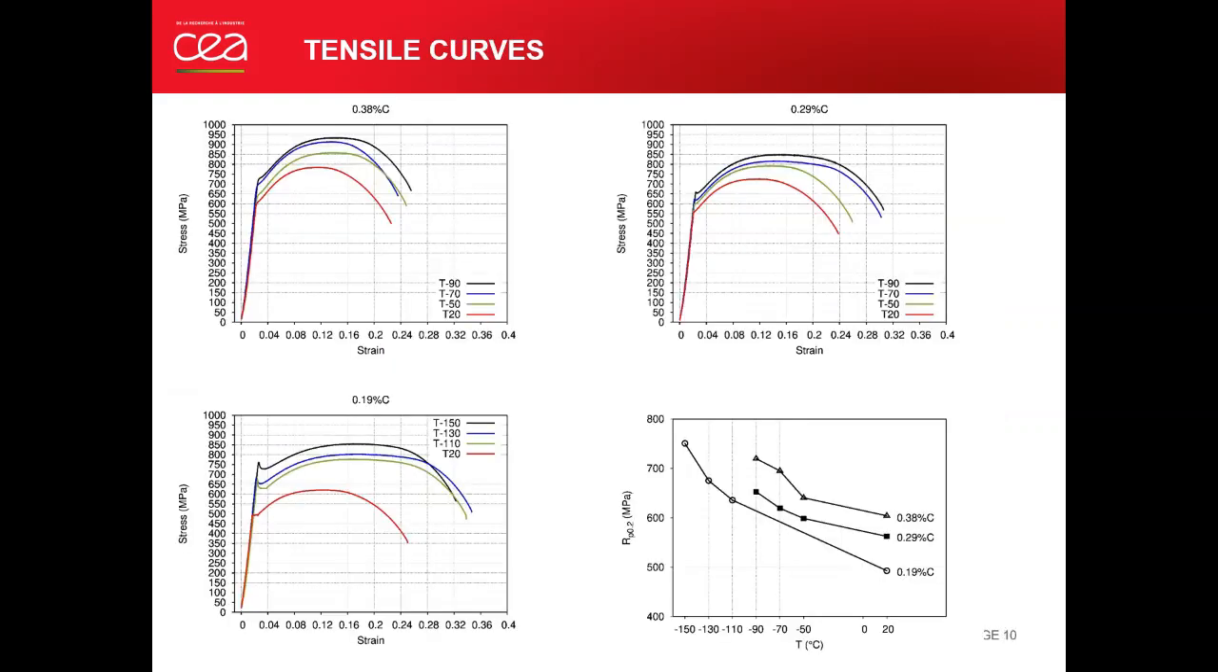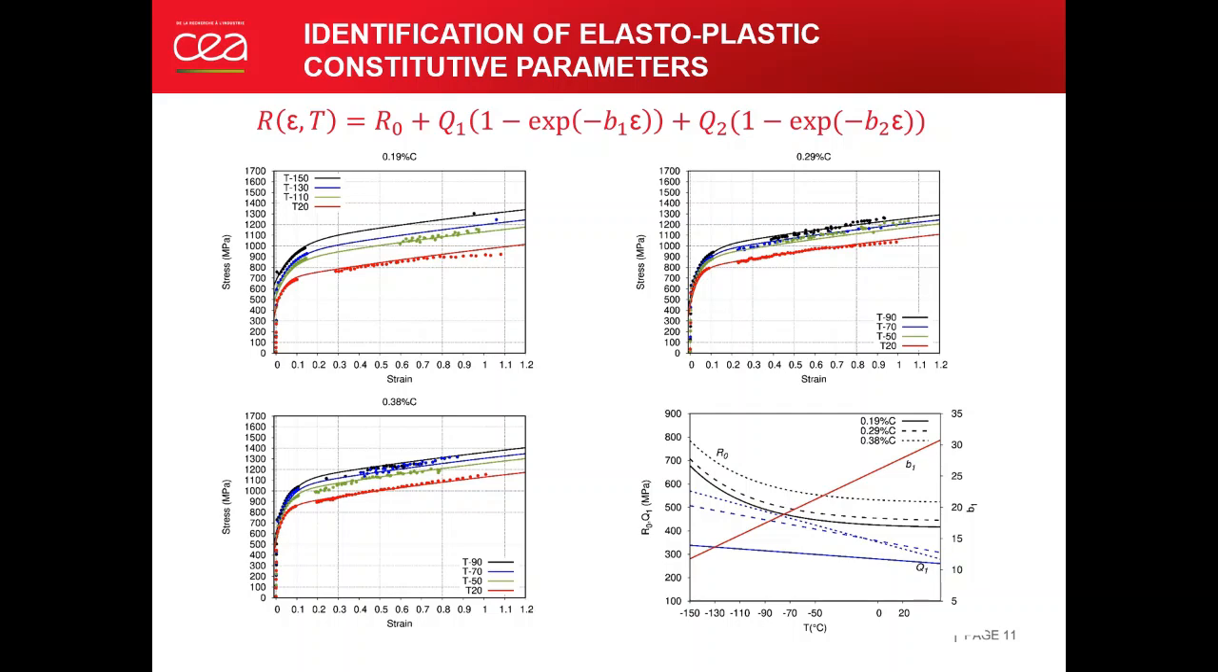Here are the obtained tensile curves and the yield strengths at each tested temperature. We can see that the yield strengths increase with carbon content. Here, this image shows the evolution of yield strengths for each material. The elastoplastic behavior of these materials is described by a two-term isotropic hardening equation. The first term deals with the hardening behavior at small deformations, and the second term is used for large deformation. Each parameter is fitted with a monotonic function as shown in this image.